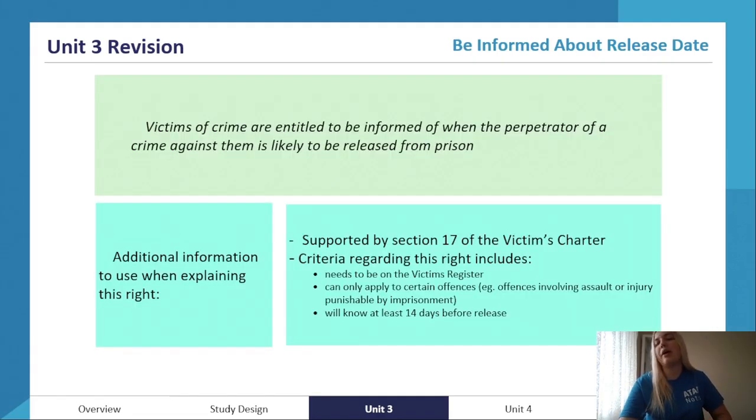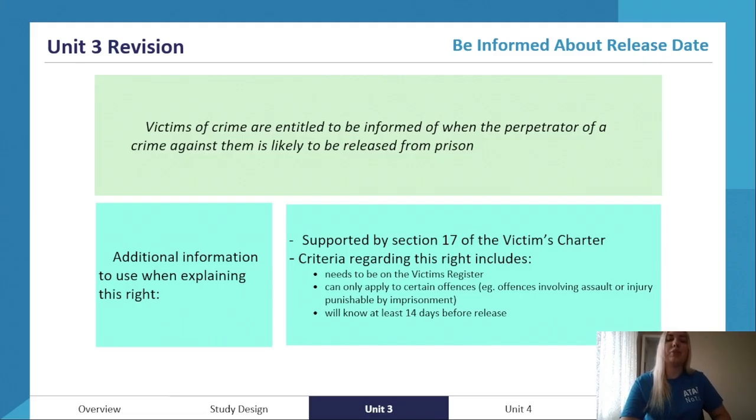Now, the right to be informed about a release date of a perpetrator is only something that is afforded to certain victims of crime. There is specific criteria for this. There is the victims register, whereby specific victims that will have this right must be listed and named. And this only applies to specific offenses, such as those involving assault, physical or sexual, or injury punishable by imprisonment, so causing someone serious or life threatening injuries.